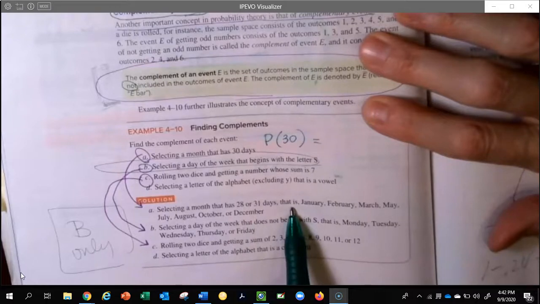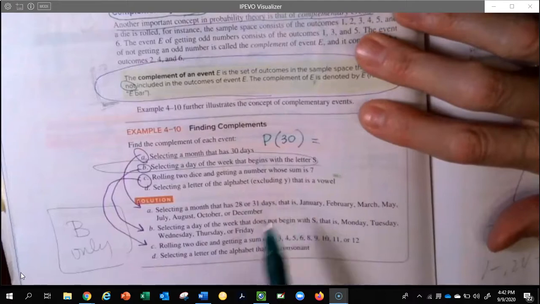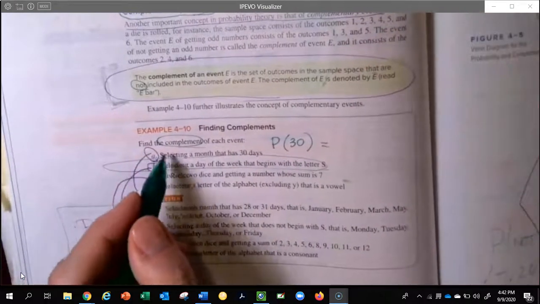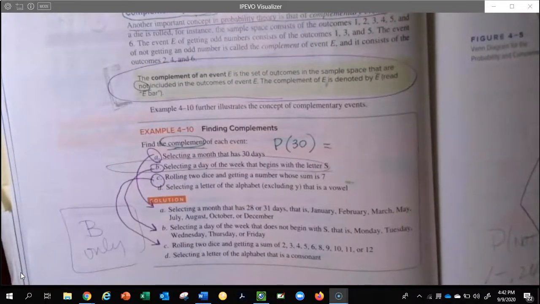So it says select a month that has 30 days. That is the complement. I am so sorry, y'all. I didn't even read the directions. So let me go back and read the directions. Find the complement of each event. Well, I'm going to go ahead and keep going in the vein that I am going in.